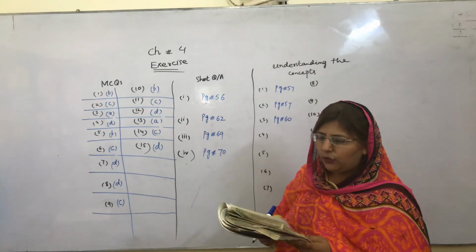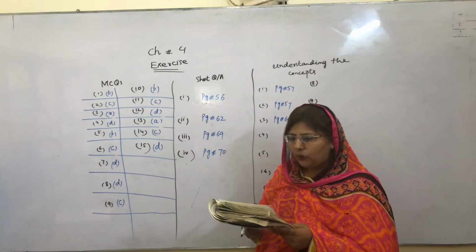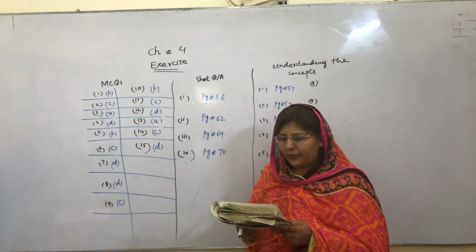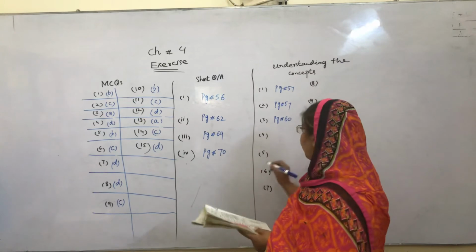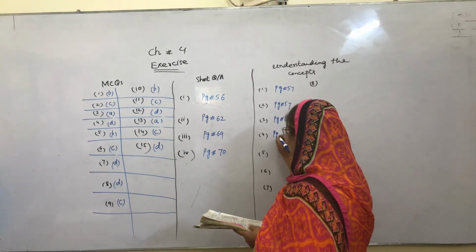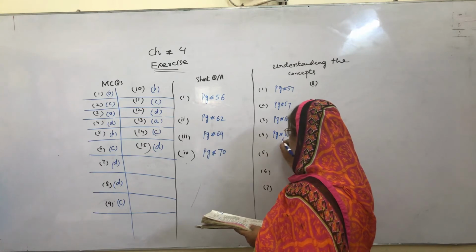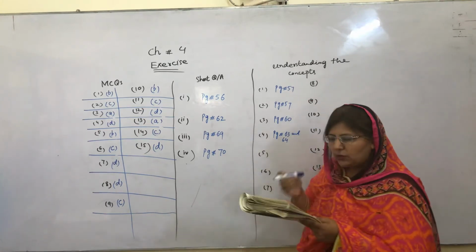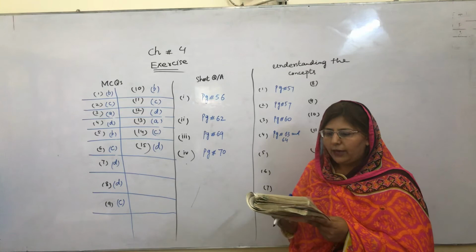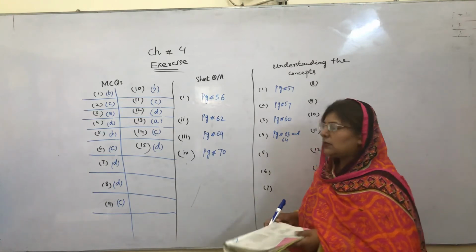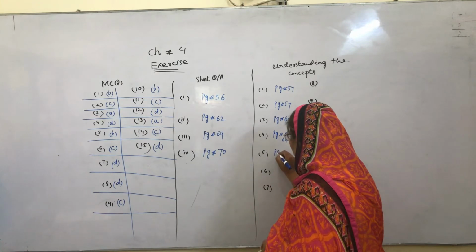Then question number 4, describe the structure and function of endoplasmic reticulum and Golgi apparatus. Its answer is given on page numbers 63 and 64. Then question number 5, describe the formation and function of lysosomes. Its answer is given on page number 64.